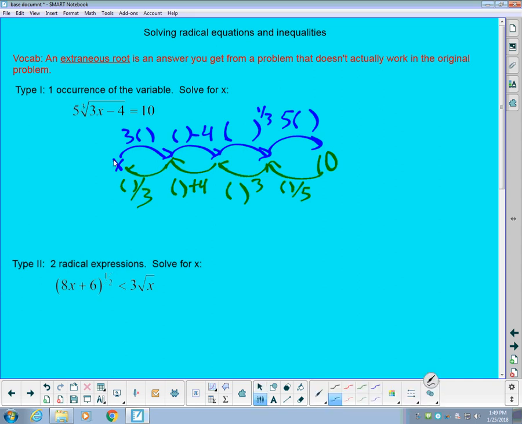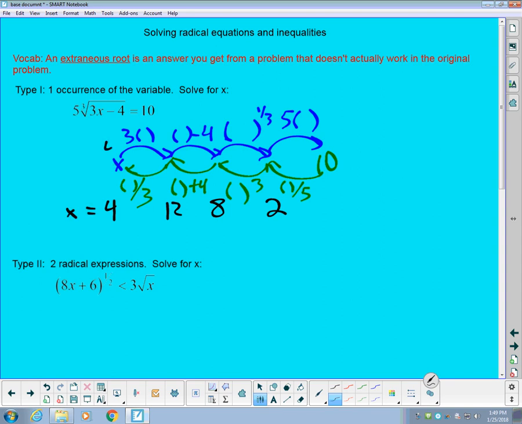If I follow that along here, 10 divided by 5 gives me a 2. The 2 cubed is 8. 8 plus 4 as I move this direction is a 12. 12 divided by 3 is 4. And the question is, does x equals 4 actually work?